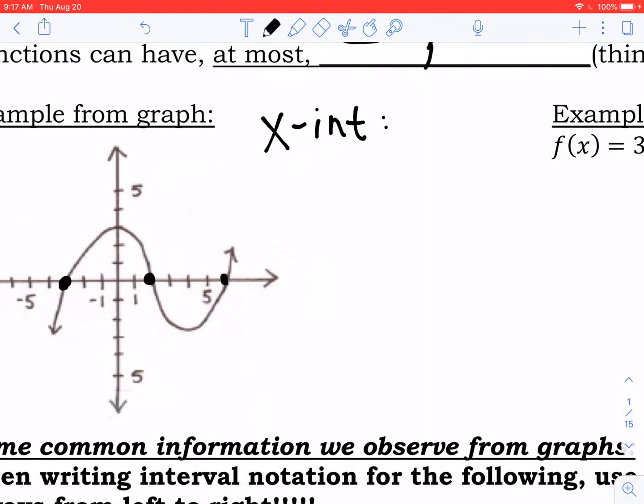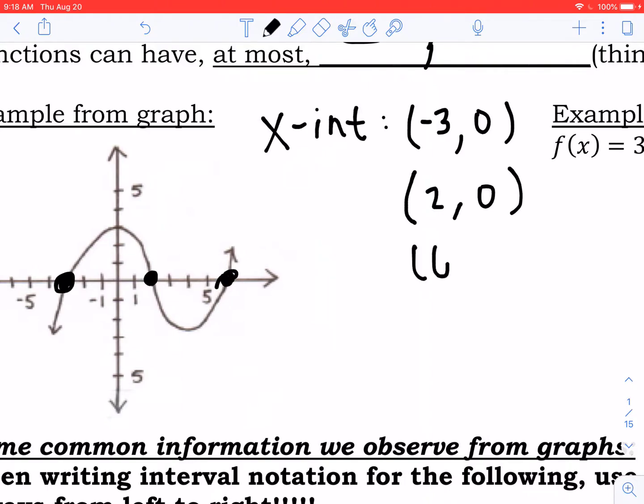And an important note, x-intercepts are points. So they are coordinate points, so they have x comma y. So what's this point right here? This is the point -3, 0. I would know what you meant if you wrote x equals -3, but that's not an x-intercept. An x-intercept is a point, so -3 comma 0. This point, +2, 0. And finally this point way out here, +6, 0.